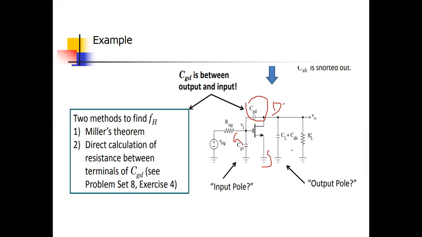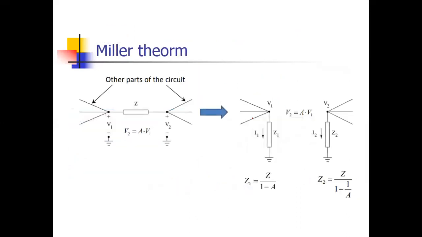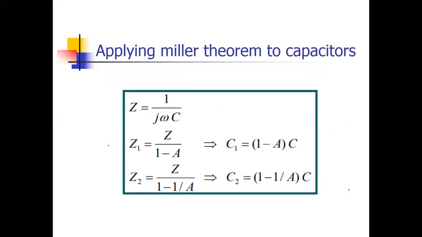CL plus CDB is your output capacitance, but CGD is between input and output. So here we will apply the Miller theorem. Let's have a brief overlook of the Miller theorem. If one impedance is connected between input and output, it can be split into two impedances, one at the input side and one at the output side. We derived this in the lectures just before. So Z1 equals Z upon 1 minus A, and Z2 equals Z upon 1 minus 1 upon A, where A is the gain of the circuit. C1 will be (1 minus A) into C, and C2 equals (1 minus 1 upon A) into C. You can learn this as a formula, or otherwise remember the derivation of the Miller theorem.